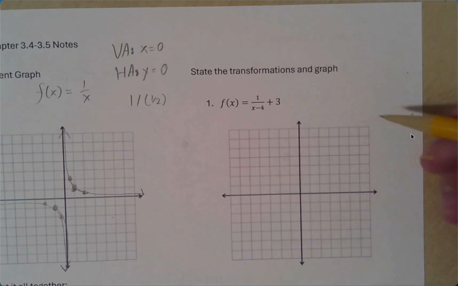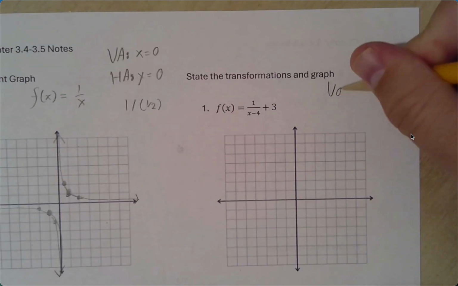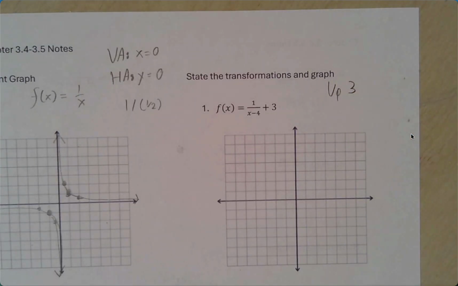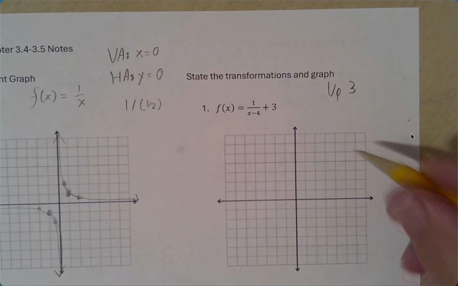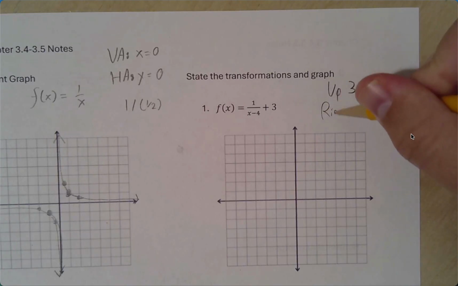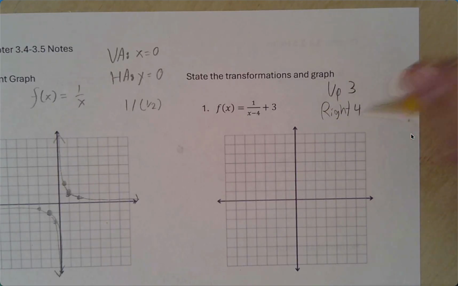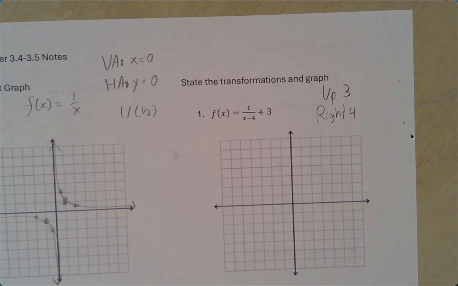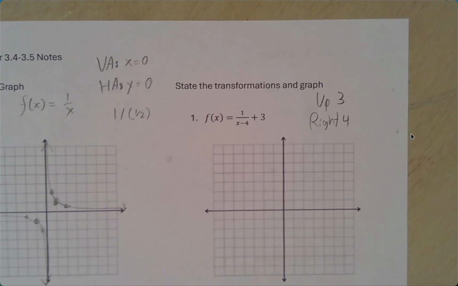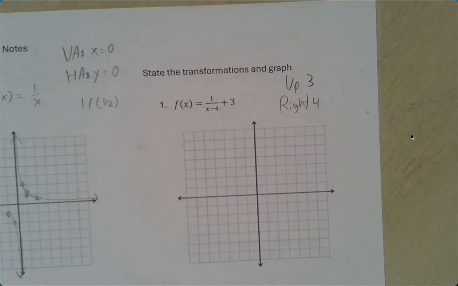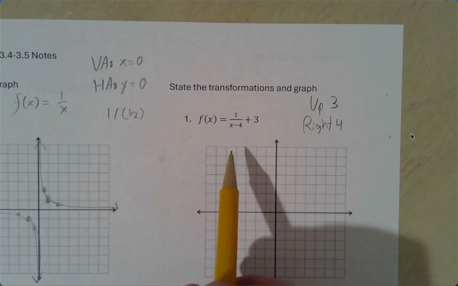But this graph, well, let's do the easy one, moved up 3. Hopefully, we all know that because there's a big plus 3 at the end. But what also happened to this graph? This graph moved right 4. Now, why do I say that? And the answer is, well, because of how I told you about the transformations verbally in the past lectures.